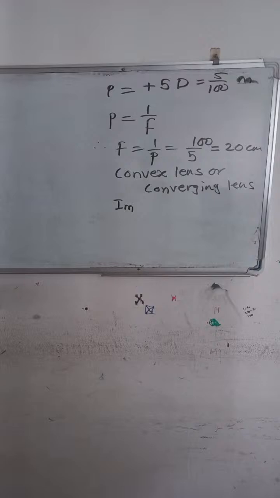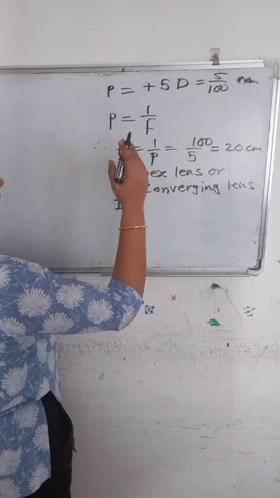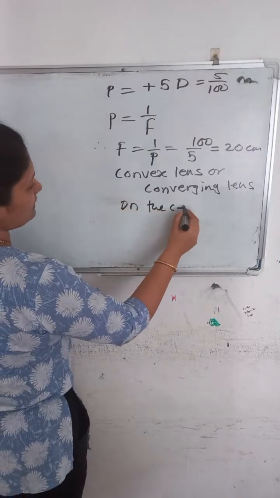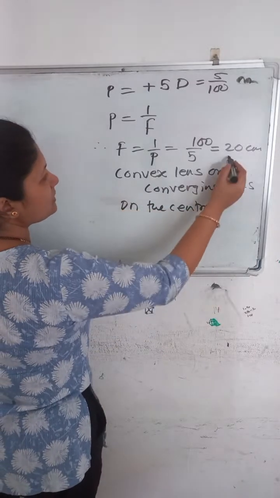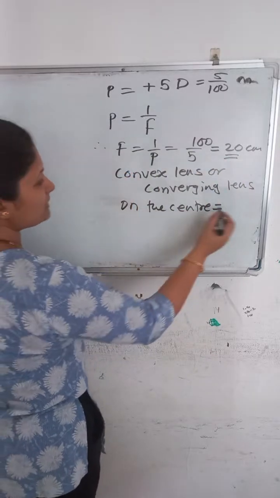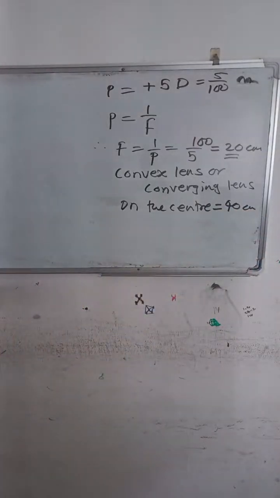So the distance from the lens is from the center, and that should be how much here? The focal length is 20 and double of focal length is nothing but the center, that is 40 centimeter from the lens we can keep. At the center we are keeping that. This is the answer. Getting this? Copy this.